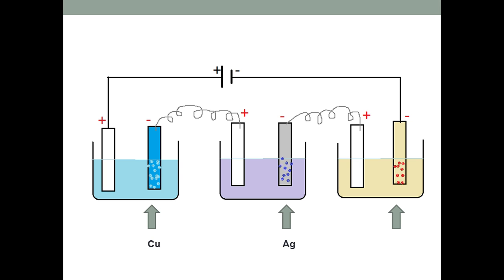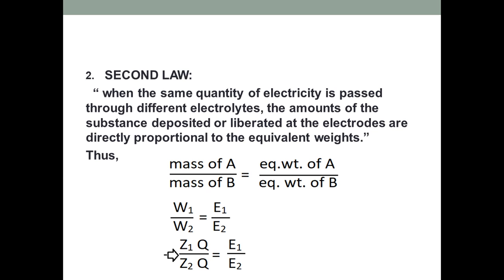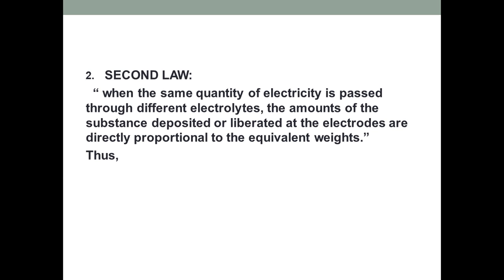So what is the basic conclusion we make from the second law of Faraday? The amount of substance deposited on the corresponding electrode is directly proportional to their equivalent masses. As the equivalent mass of the substance increases, the amount of substance deposited will also increase. So the statement is: when the same quantity of electricity is passed through different electrolytes for a particular time, the amount of substance deposited or liberated at the electrodes is directly proportional to their equivalent masses or weights.